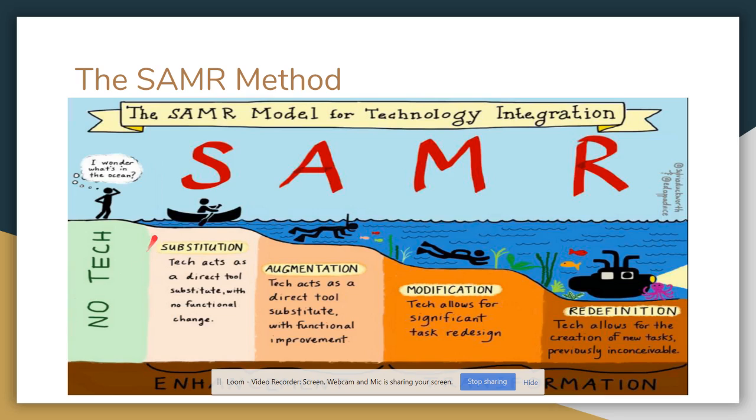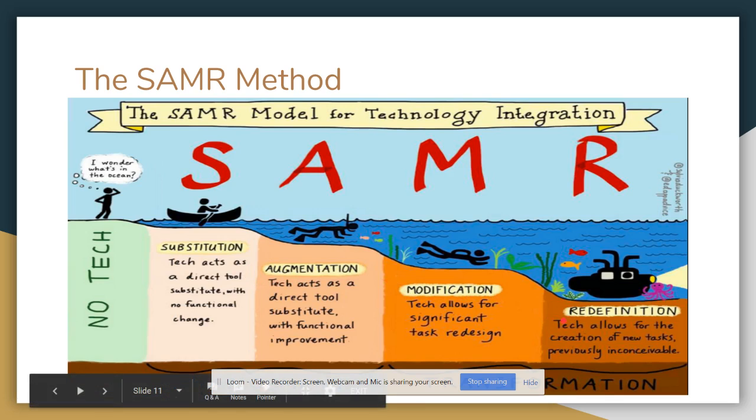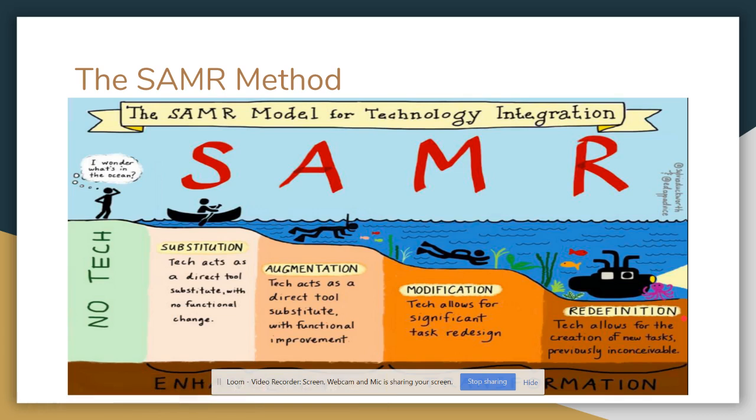The first level of technology integration into your classroom is going to be substitution. This is where the tech acts as a direct tool, a substitute with no real functional change. After that comes augmentation. After that comes modification. And then finally, the last stage is redefinition. Well, let's take a look at each one of these.